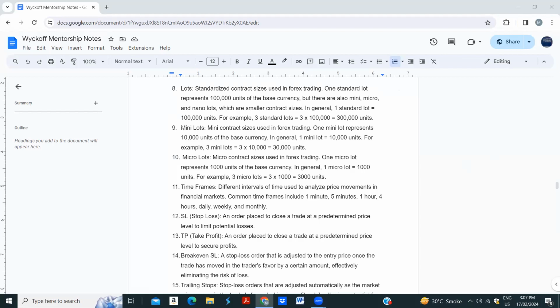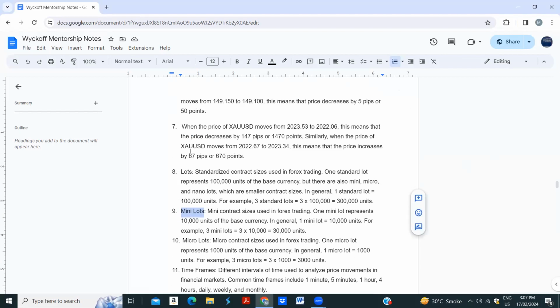The first term is lots. So what is a lot? A lot is a standardized contract size used in forex trading. One standard lot represents 100,000 units of the base currency. Remember that. But there are also mini, micro, and nano lots, which are smaller contract sizes.